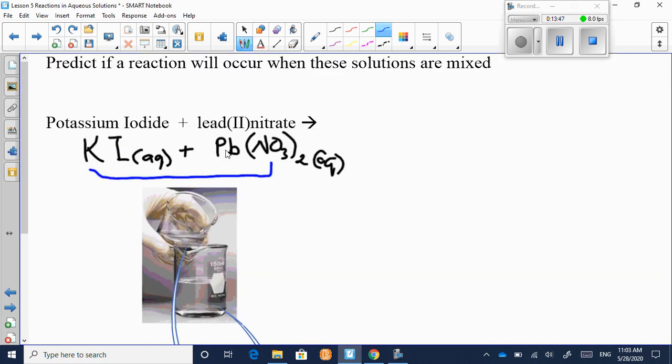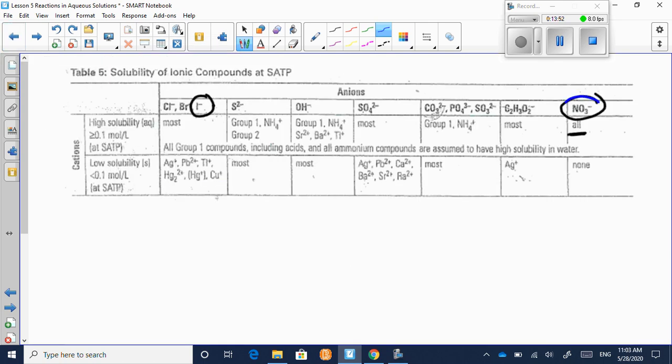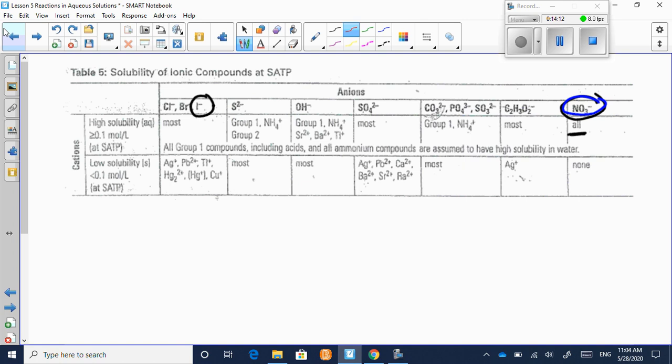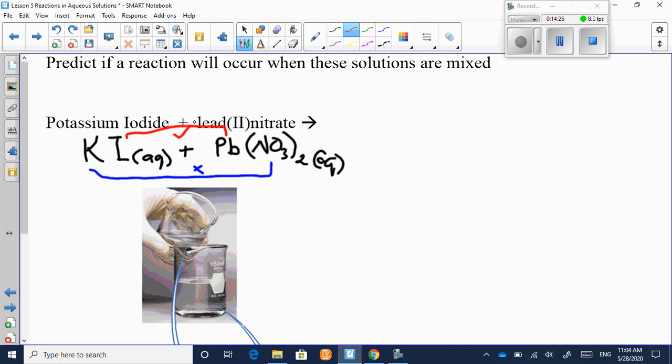So now what are we going to predict? Let's check K and NO3. Well, hopefully you guys will realize that when I look at NO3, nothing forms a solid. So definitely for K and NO3, I'm going to put an X because no solid will form. And then let's check Pb and I. Let's find I. There it is right there. Most things are soluble with iodine. Oh, but there it is. Pb is not soluble. So we are going to predict that a solid will form. I'll put a little check mark there.